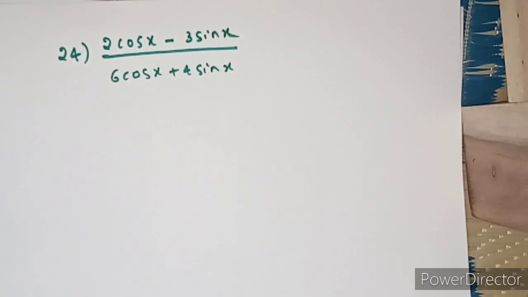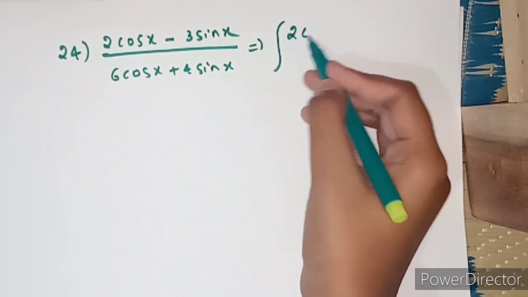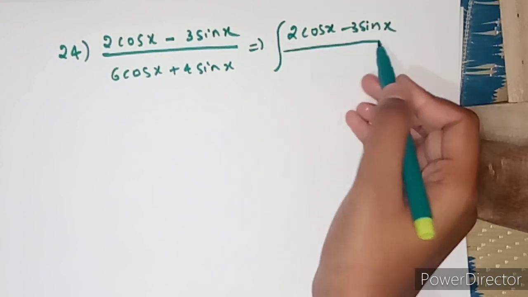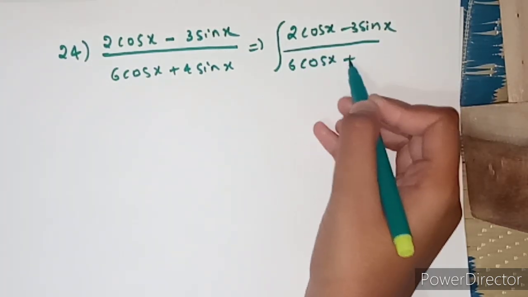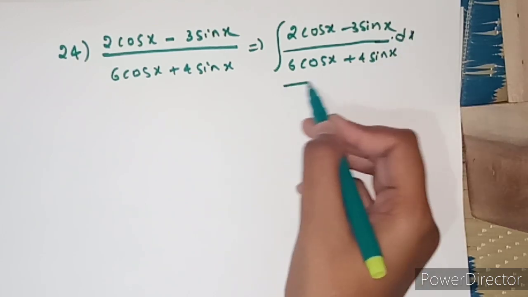Hello friends, so we are going to start from the 24th question of exercise 7.2 of the chapter Integrals. So let's get started. Here is the 24th question: (2 cos x minus 3 sin x) upon (6 cos x plus 4 sin x). First we have to take the integral of (2 cos x minus 3 sin x) upon (6 cos x plus 4 sin x) into dx, right?